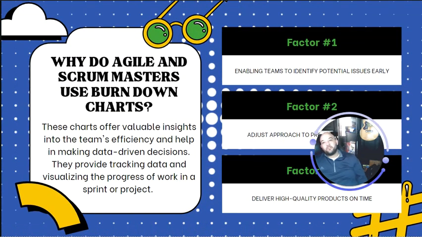Now, you ask yourself, why do Scrum Masters and Agile professionals use burn down charts? Well, these charts offer valuable insights into team efficiency and help in making data-driven decisions. They provide tracking data and visualize the progress of work in a sprint or project.